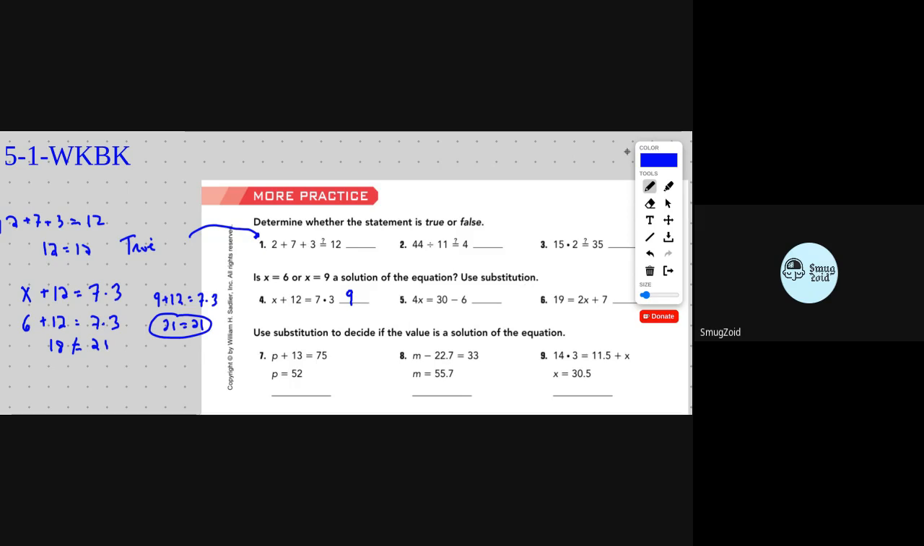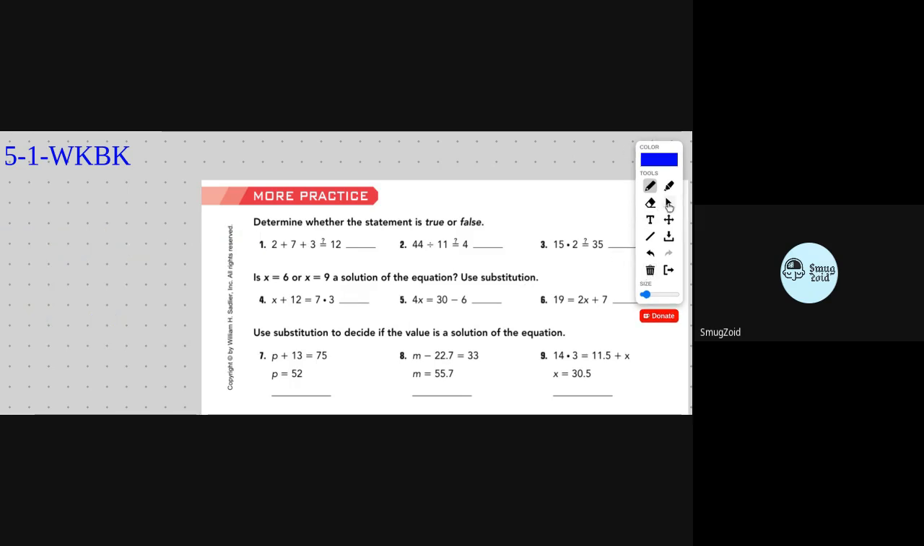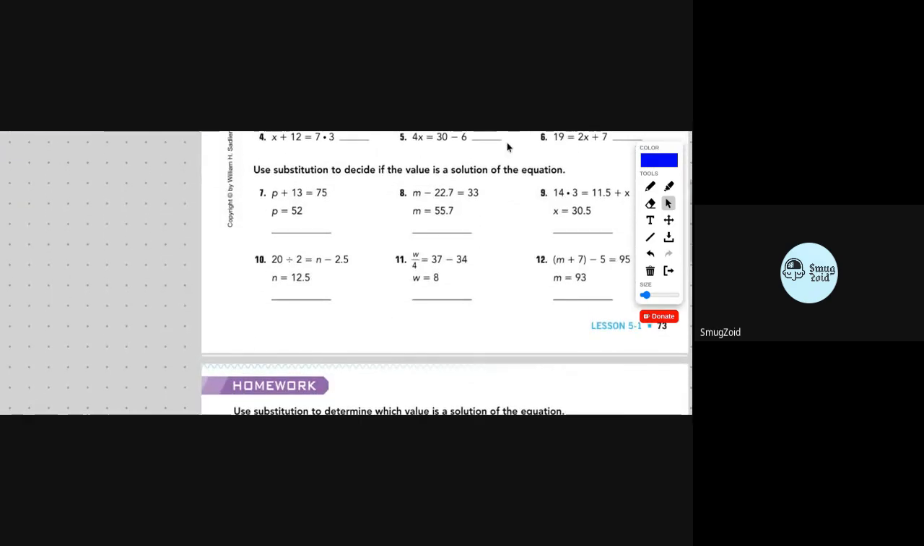Now, moving right along with this, clear the page. Let me slide out a little bit. Let's take a look at what the other ones look like for doing this. It says, use substitution to decide if the value is a solution for the equation. This one, literally, you just put the number in and see if it works out to be the right answer, right? So it says P plus 13 equals 75. And I say P equals 52.